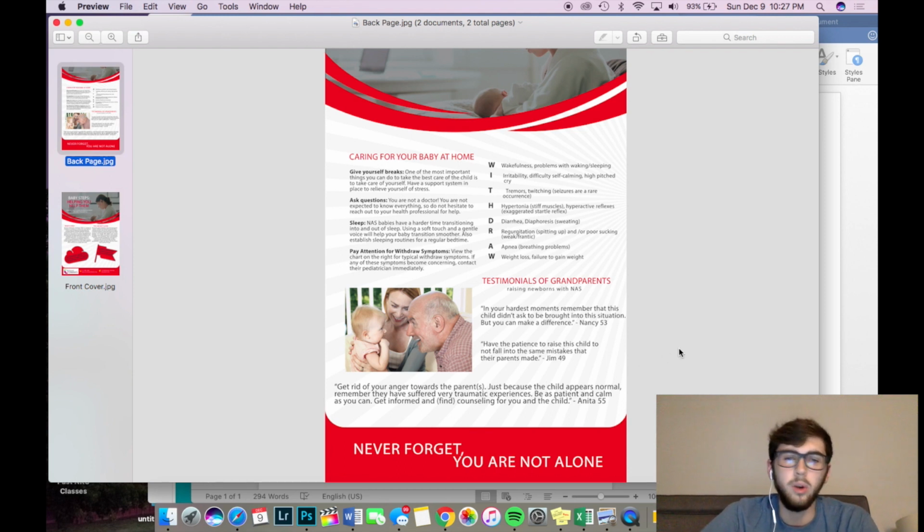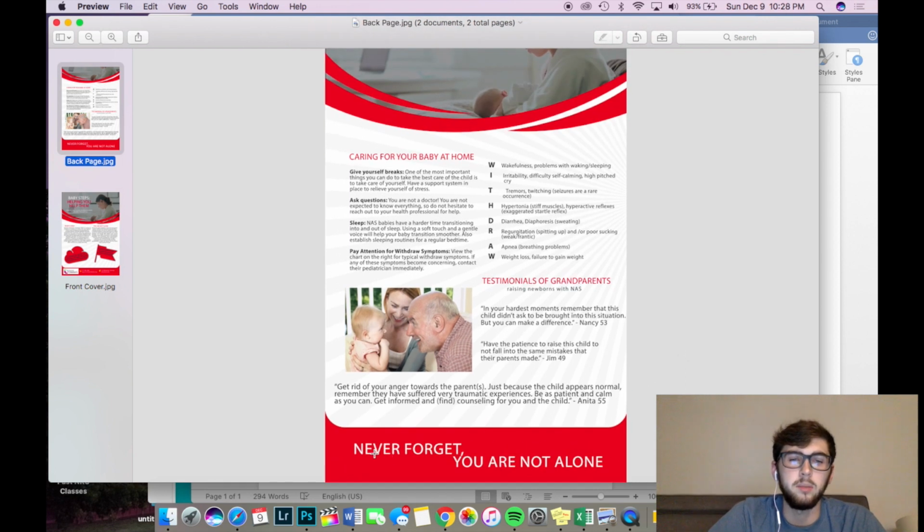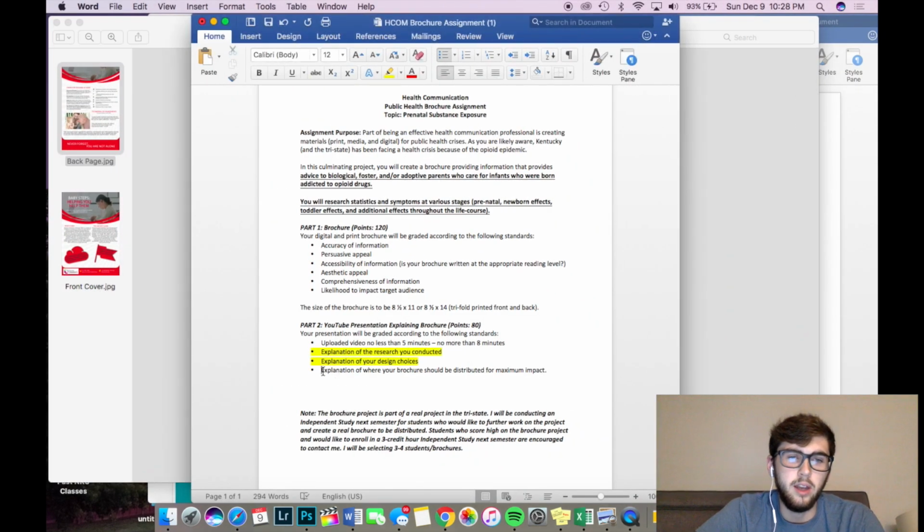I'll read it. It says, "Get rid of your anger towards the parents. Just because the child appears normal, remember that they have suffered a very dramatic experience. Be as patient and as calm as you can. Get informed and find counseling for you and the child." I just thought that was a great quote from her that I got when I was talking to her about it. And at the end, I just put this "Never forget you are not alone," kind of the theme of my entire pamphlet here.